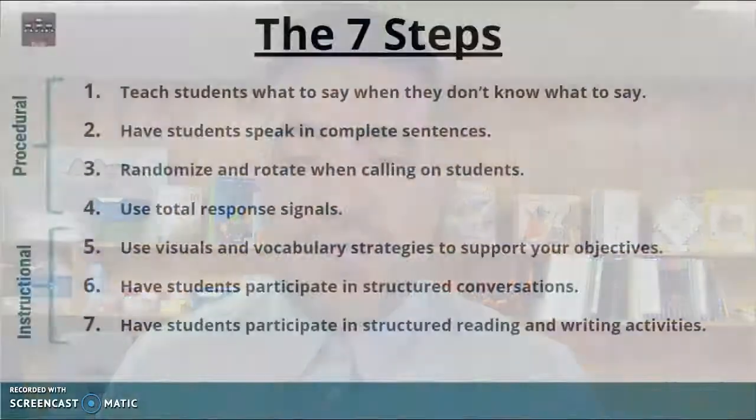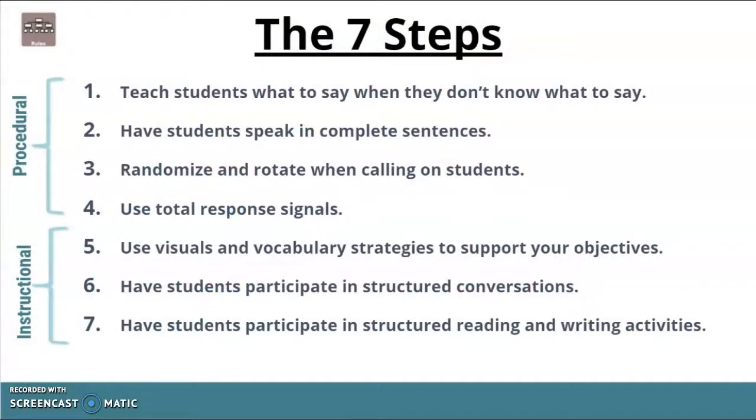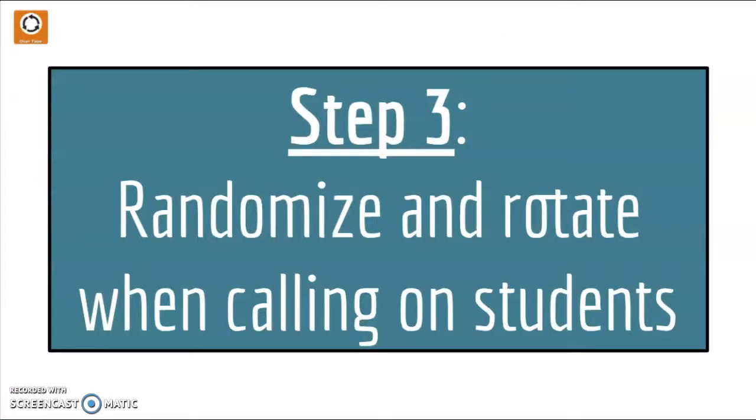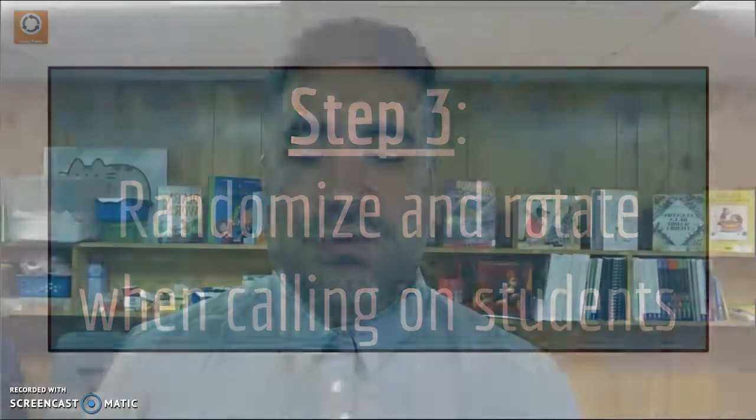Let's review the last 2 steps. Step number 1, teach students what to say when they don't know what to say. Step 2, have students speak in complete sentences. And today we're going to talk about step number 3, which is randomize and rotate when calling on students.